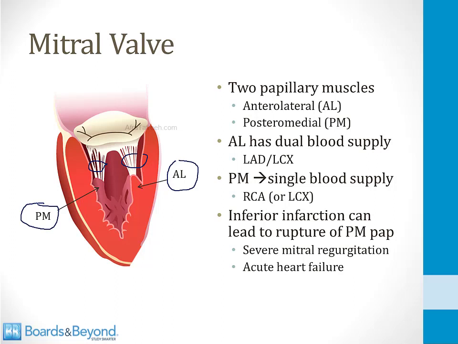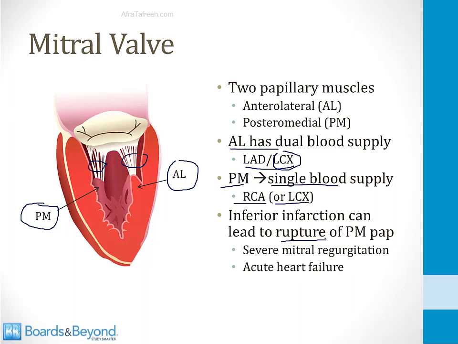And one thing that's high yield for you to know about these two papillary muscles is that the anterior lateral papillary muscle usually has a dual blood supply from both the LAD and the circumflex. This makes it relatively resistant to ischemia because, for example, if you had an infarction in the left circumflex artery, the anterior lateral papillary muscle would still get blood from the LAD. The posterior medial papillary muscle, on the other hand, often has a single blood supply, usually from the right coronary artery or sometimes from the circumflex. What this means is that the posterior medial papillary muscle is more vulnerable to ischemia and can potentially rupture in the setting of a myocardial infarction.